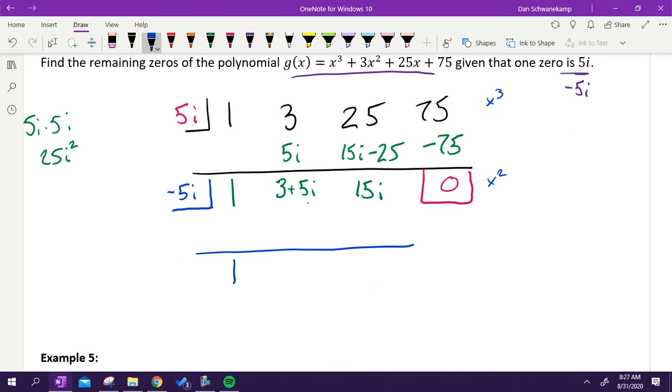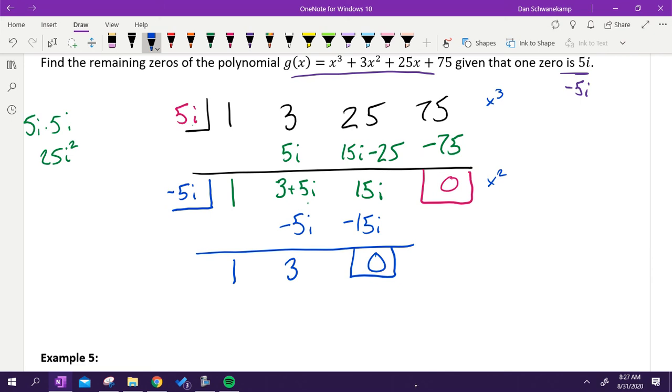Drop the 1. Multiply. The 5i and the negative 5i are going to cancel, leaving me with just 3. This time through, there should not be any i's on this bottom row anymore, because if we took out a pair of conjugates, there's not going to be any i's left. 3 times negative 5i is negative 15i. Good, because I know it's going to work. If the first one's a root, so is the second one. 5i is a root, so is negative 5i.